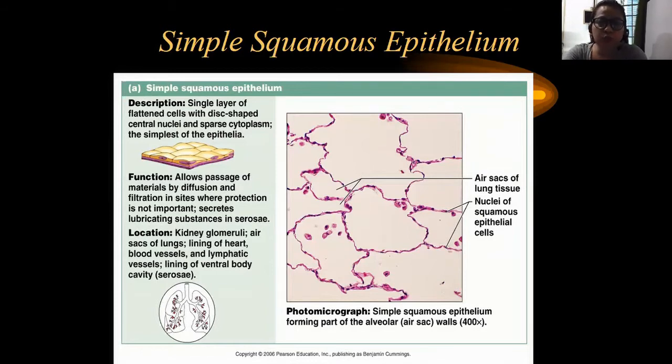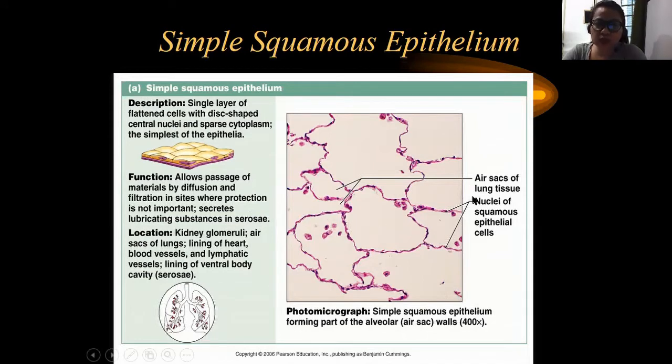So, central nuclei and sparse cytoplasm, the simplest of the epithelial tissues. Now, how about its function? It allows passage of materials by diffusion and filtration in sites where protection is not important. It also secretes lubricating substances in serosa.